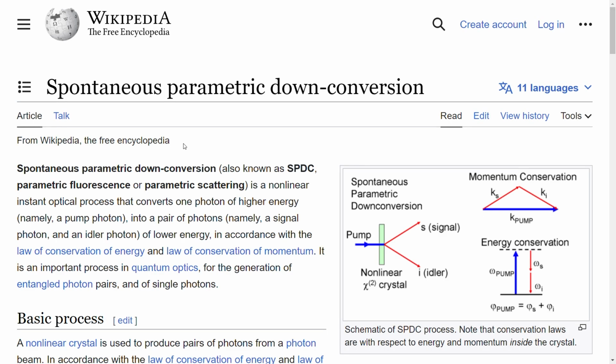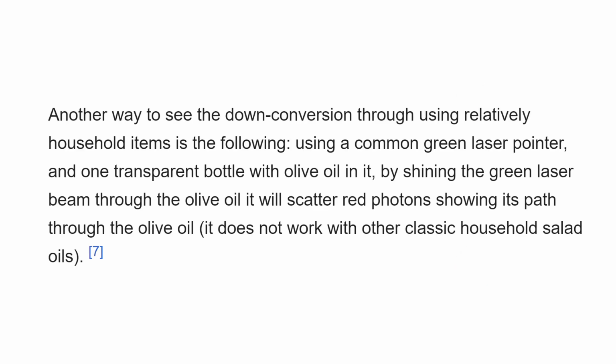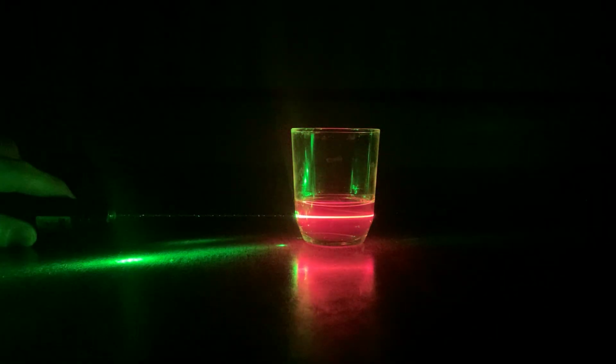Our discussion of entanglement takes us to this Wikipedia page, spontaneous parametric down conversion. Again, this is when one photon is split into two photons, each with a higher wavelength. According to the article, by shining a common green laser pointer through the olive oil, it will scatter red photons, showing its path through the olive oil. It does not work with other classic household salad oils. Well, let's see if that's true. Hey, it is. Looks pretty cool.